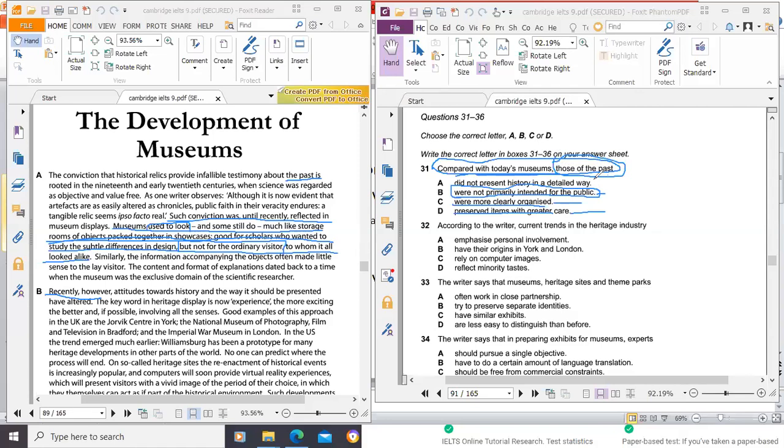So the right way to do a multiple choice question is to tick or cross. You say, did not present history in a detailed way. Do we see anything like that? You say, no. This looks like it. Does it look more organized? Nothing like that was mentioned in the passage. There is nothing to tell us this with clarity, or it's just the opposite. But you can see that not for the ordinary visitor means it wasn't intended for the public. So go with this.